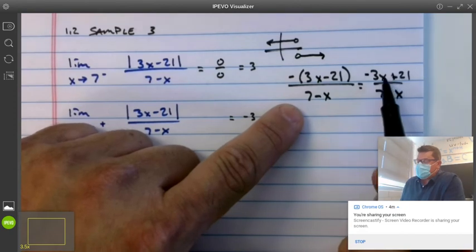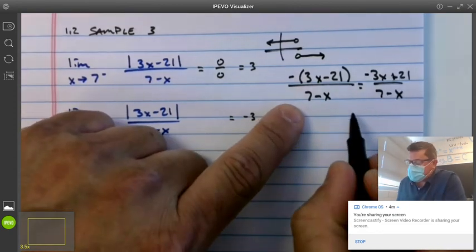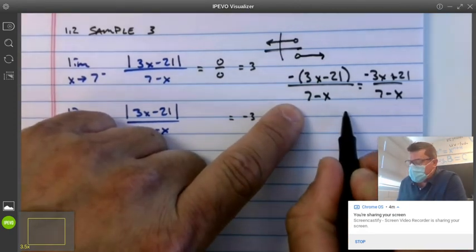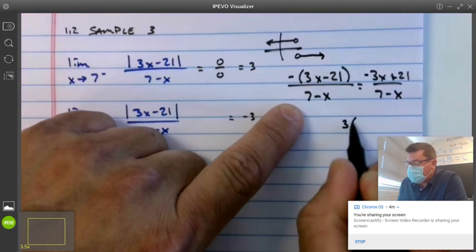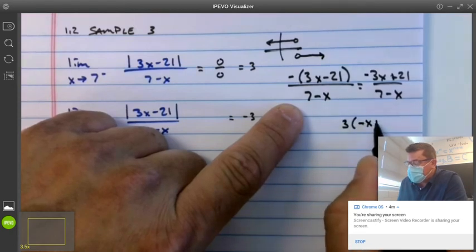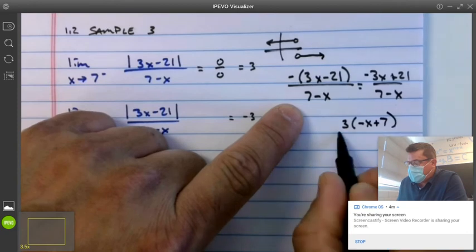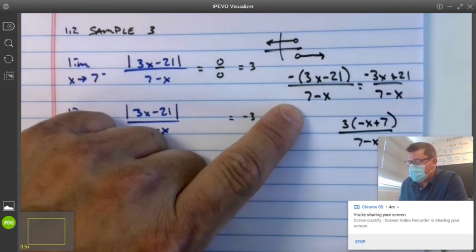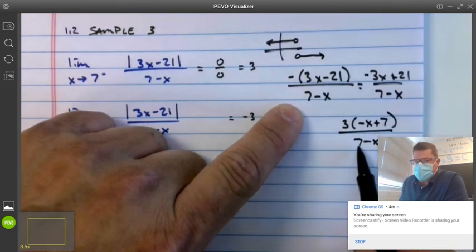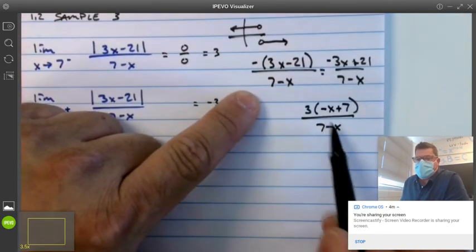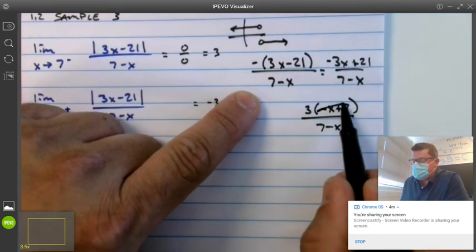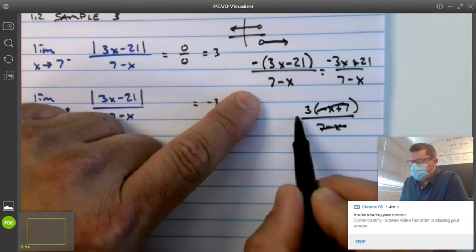And then factor out a 3. Sorry, so sloppy. When you factor out a 3, you get negative x plus 7, all over that denominator that's 7 minus x. The 7 is positive, the x is negative. These things cancel, and you're left with 3.